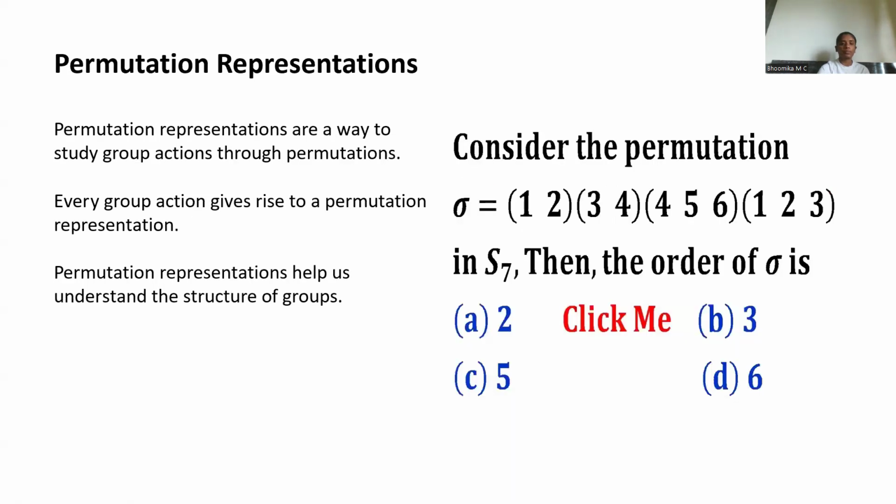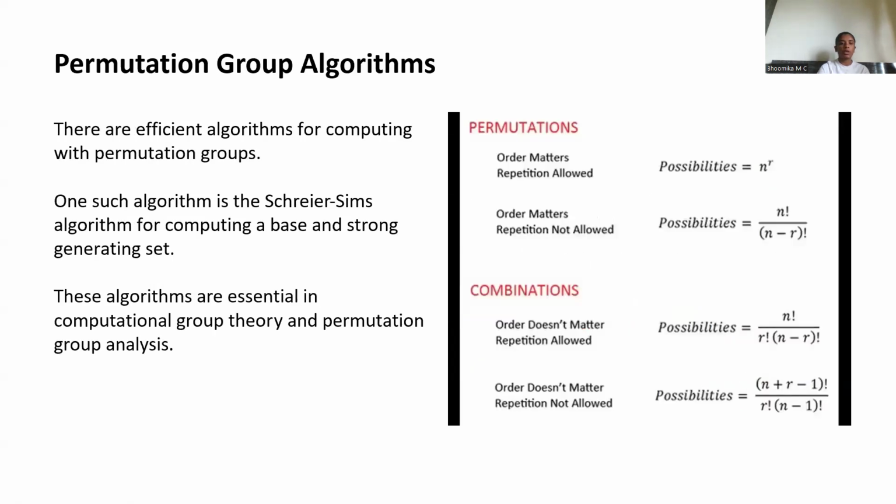Permutation representations. Permutation representations are a way to study group actions through permutations. Every group action gives rise to a permutation representation. Permutation representations help us to understand the structure of groups.